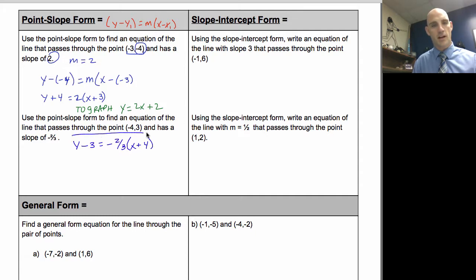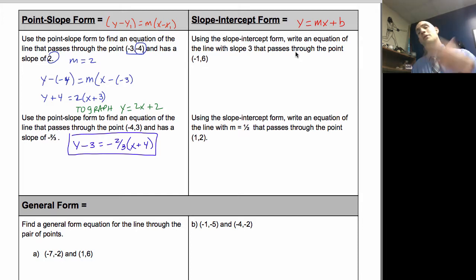There it is right there. That's my point-slope form of my equation right there. All right, slope-intercept form. This is the one that you're familiar with. y equals mx plus b. You're probably familiar with the other forms, but this is the one that we're particularly concerned with. It helps us graph because in our calculator it literally says y1 equals, y2 equals.